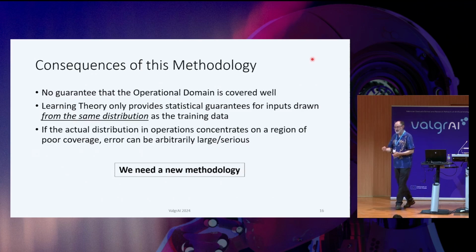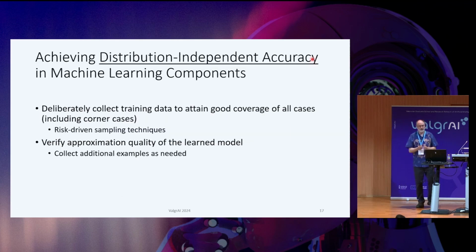I'm a big fan of statistical learning theory, but statistical learning theory does not give us that kind of guarantee. All it tells us is that if we are given new data points from the same distribution, then with high probability we will get them right, and with some low probability we could be arbitrarily wrong. And that's the probably approximately correct theory. And so if the actual distribution in deployment concentrates in some region of the space that had very poor coverage, the error could be arbitrarily large. So I think the machine learning community needs to develop a new methodology in order to be fit for safety critical applications.